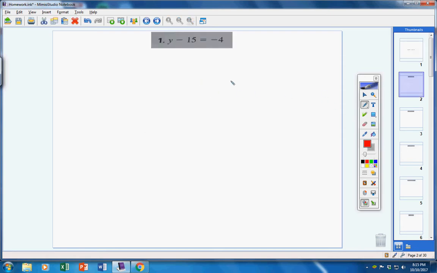Let's solve. Step 1, simplify both sides. Nothing I can do. Next, eliminate fractions. Nothing I can do. Next, move your constant terms to one side, variable terms to the other side. And then lastly, get rid of your coefficient. And there's not one. Well, if you want to put a 1 there, you could. But if you divide by 1, you still get 11 either way. So the answer is y equals 11. If you put 11 right here, 11 minus 15 is negative 4.